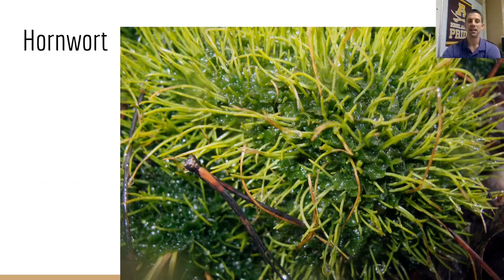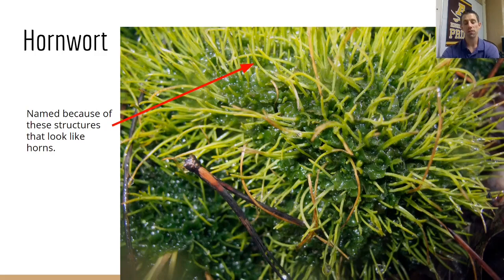Here's another variety of a bryophyte. They're called hornworts. There's 3 varieties. Mosses is the first, hornworts is the second. And what's unique about these is that they have the sporophyte portions look very much like a horn, and a green horn, hence the name.